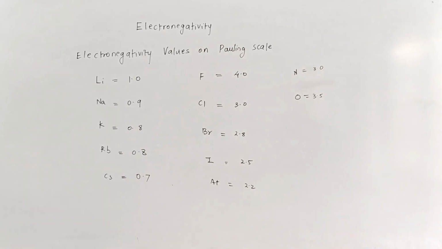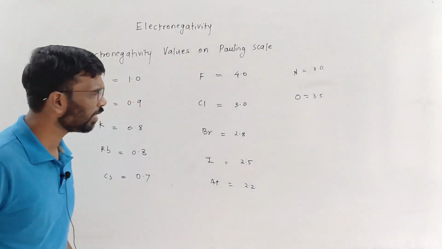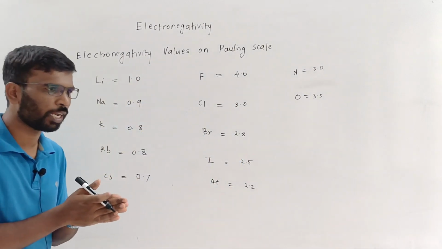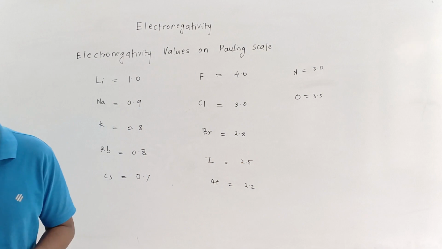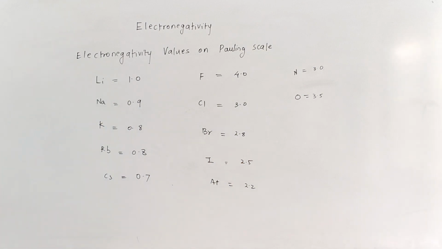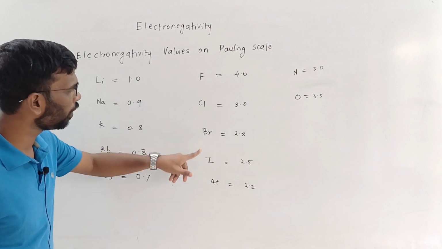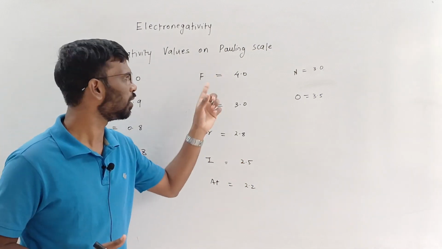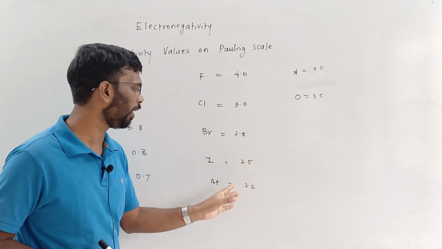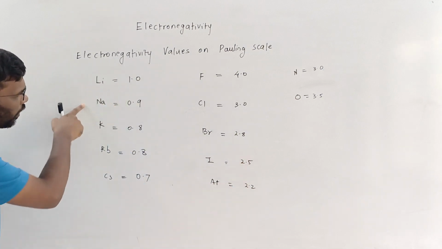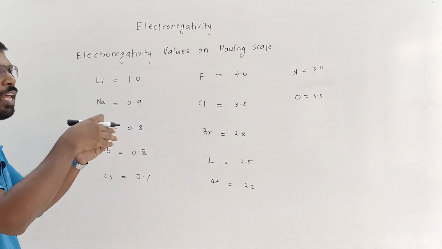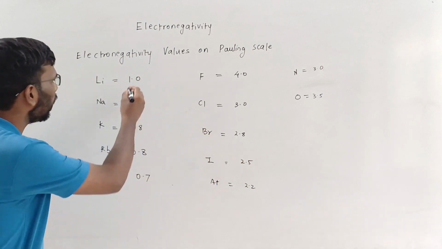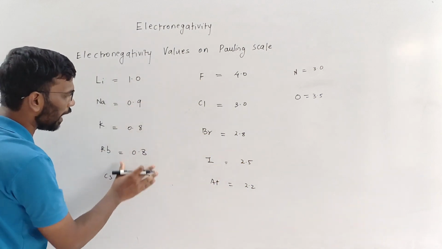So here is the data of electronegativity on the Pauling scale. There are different scales to measure electronegativity: the Pauling scale, the Mulliken scale, then the Allred-Rochow scale. This is based on the Pauling scale. What you can see is that fluorine, chlorine, bromine, iodine and astatine have considerable values: 4, 3, 2.8, 2.5, 2.3. But lithium, sodium, potassium, rubidium, cesium, the elements of group 1, have comparatively very low electronegativity values.